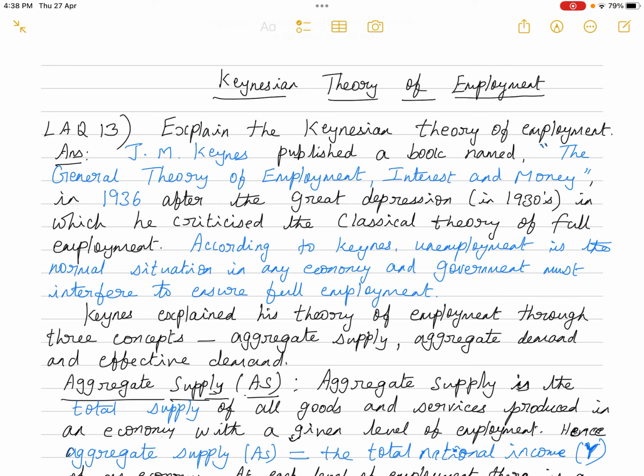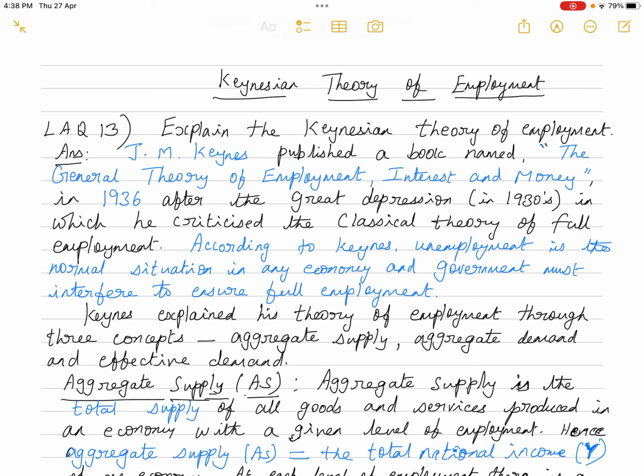So according to Keynes, unemployment is the normal situation in any economy and the government must interfere to ensure full employment. This was proved after the Great Depression. Every country was finding unemployment to be the normal situation, not full employment, and Keynes proved that the government must interfere.